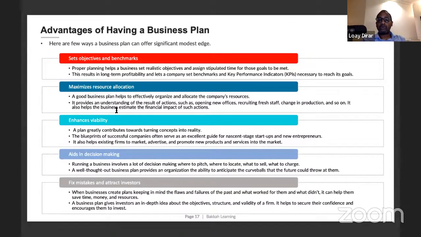Okay, it can help you also to estimate the business or the financial impacts when it comes to developing a business plan.